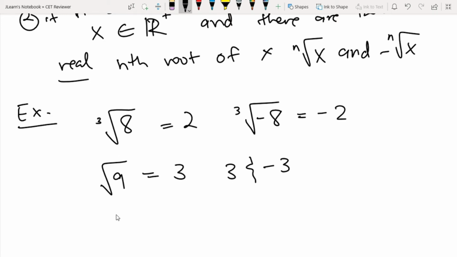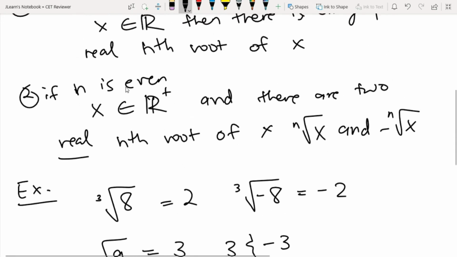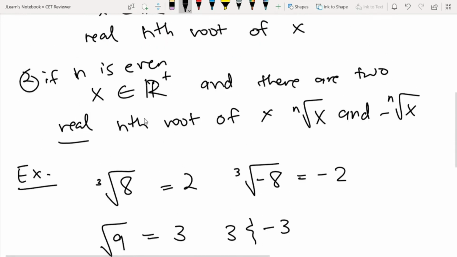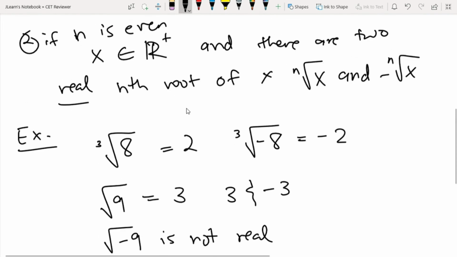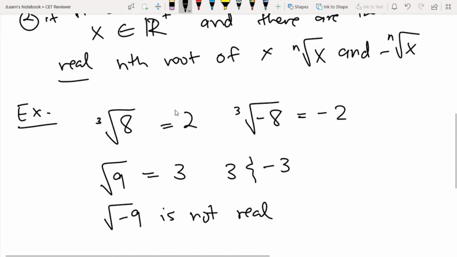Meaning, yan yung principal and secondary roots. Okay? Pero yung square root of negative 9 is not real. Okay? Take note. Take note yung second rule natin, if n is even, in this case, n is 2 kasi square root, kailangan na x should be a positive real number.